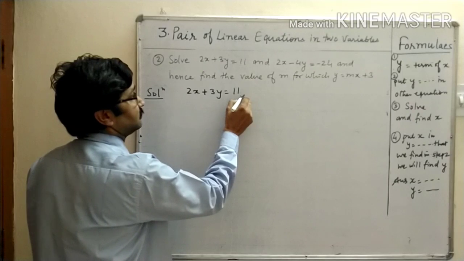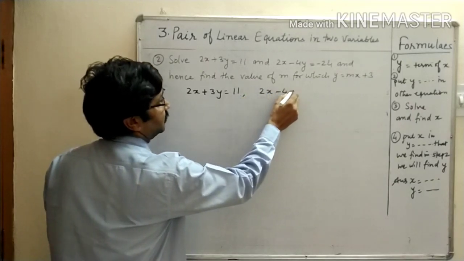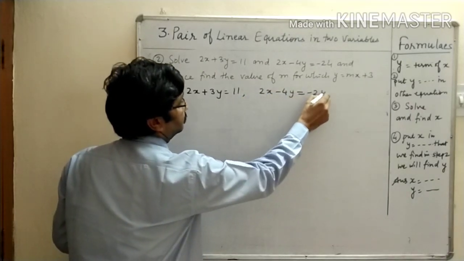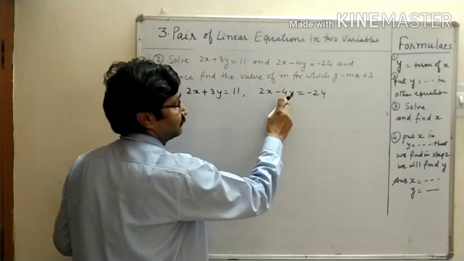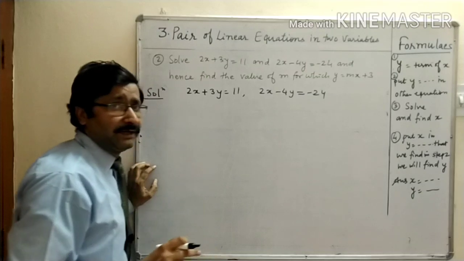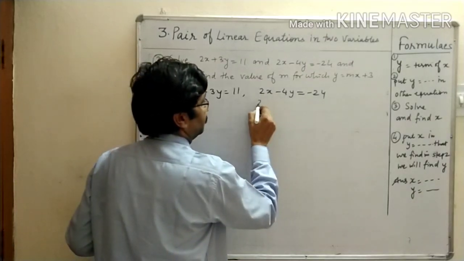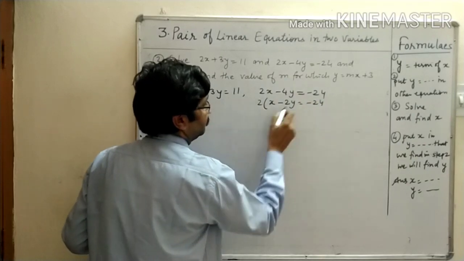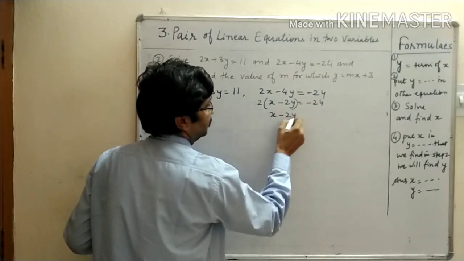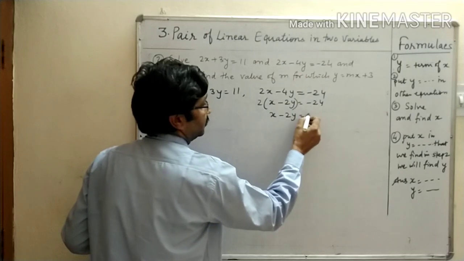Second equation is 2x minus 4y equal to minus 24. Look here, all of these numbers, 2x, 4 and 24, can be divided by 2. If you want, you can take 2 common from here. You get x minus 2y equal to minus 24 upon 2, that is minus 12.